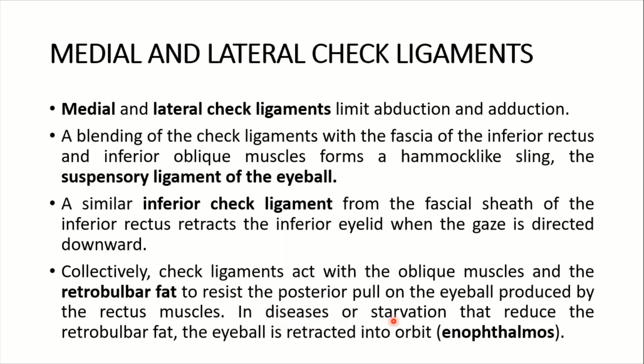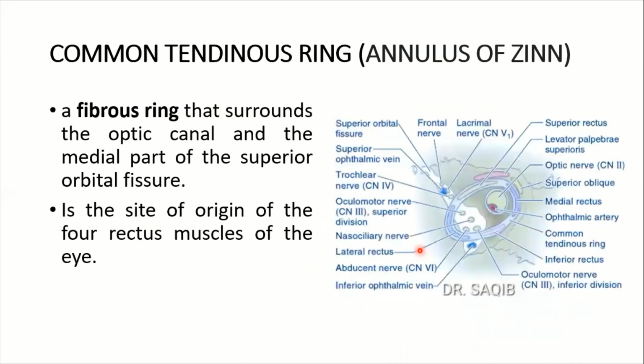So in diseases or starvation that reduce the retrobulbar fat, the eyeball is retracted into the orbit. This condition is called clinically enophthalmos.